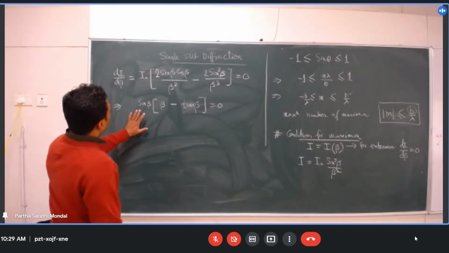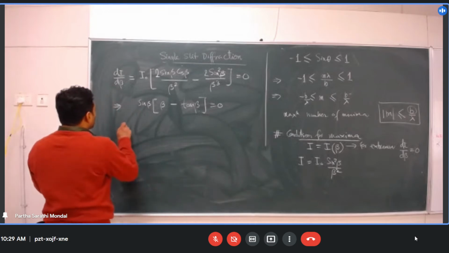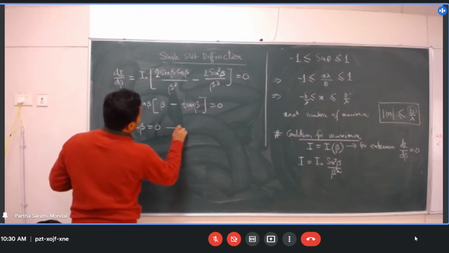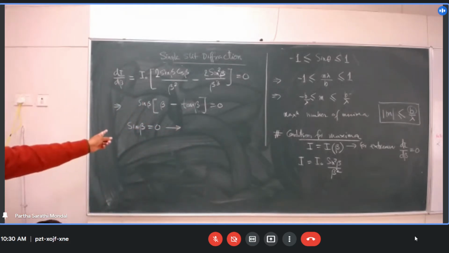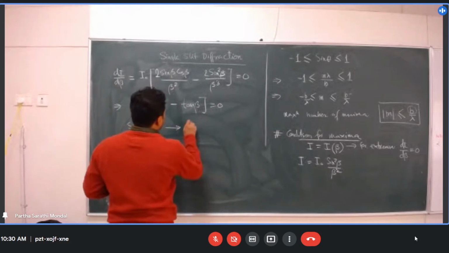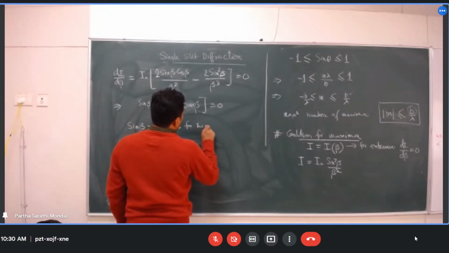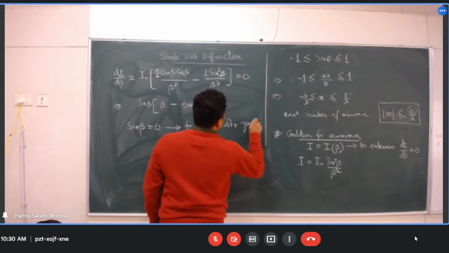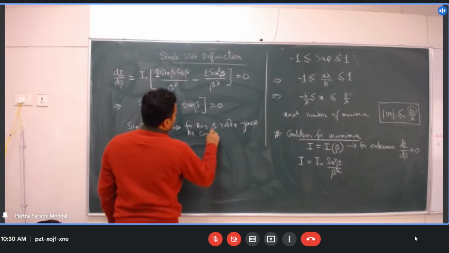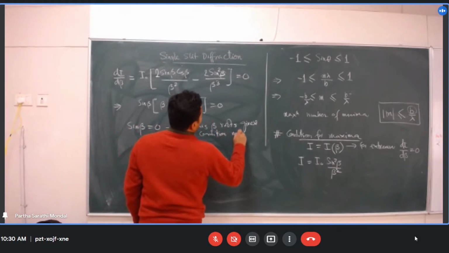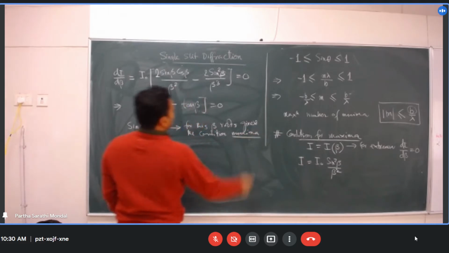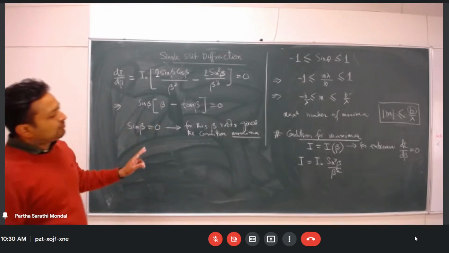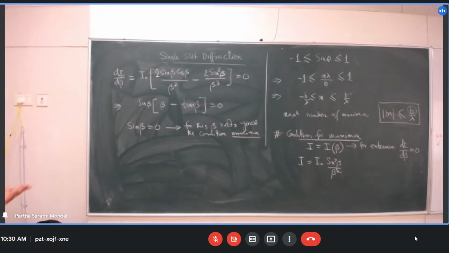Now see, we have 2 roots of beta. For the first root, sine beta is 0. We have already discussed this one. These beta roots, as we have already discussed, give the condition for minima. Since it is a quadratic equation, you will get another root from here, and obviously one root gives you minima and the other root will give you maxima.